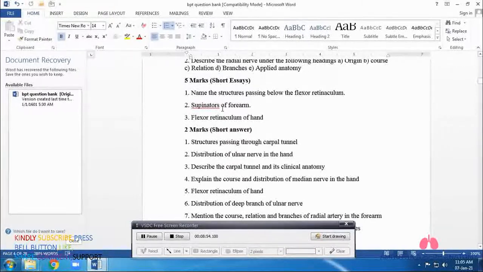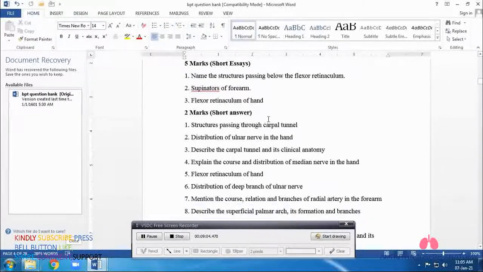Yes, here it is, flexor retinaculum of hand. So also read about extensor retinaculum. 2 marker, structures passing through carpal tunnel. There are structures which are passing through the carpal tunnel. So just read about that.